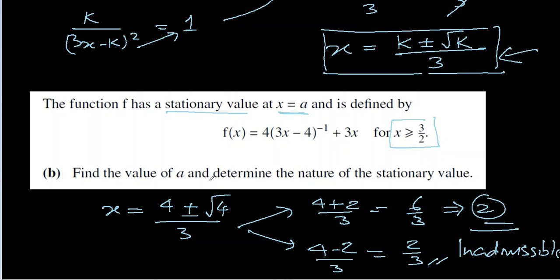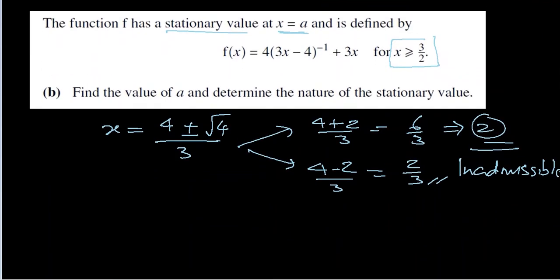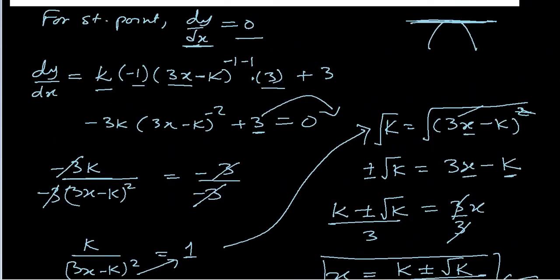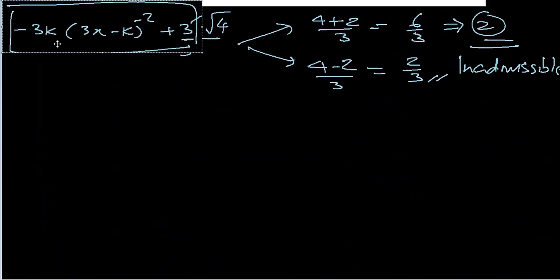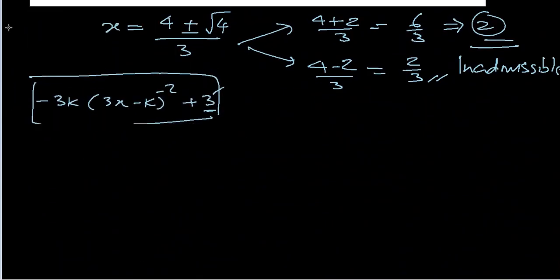Find the value of a, we found it, and determine the nature of the stationary value. To find the nature of the stationary value, we differentiate it once more. What was the differentiation? Let me see. This was the differentiation, yeah? Let me copy this one first. Here it is. So I have to differentiate this once more. Second derivative I will find out. So d square y over dx square.